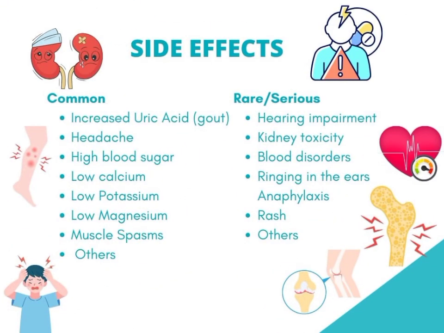Basically, there are common and serious side effects of this drug. For the common ones, it can increase uric acid, resulting in gout, headache, high blood pressure, high sugar, low calcium, low potassium, low magnesium, muscle spasm, and others. And for the rare and serious, it can cause hearing impairment, kidney toxicity, blood disorders, ringing in the ears, anaphylaxis, rashes, and others.